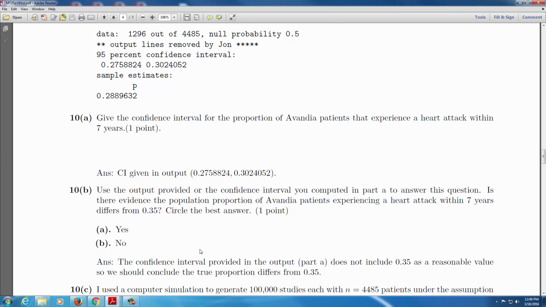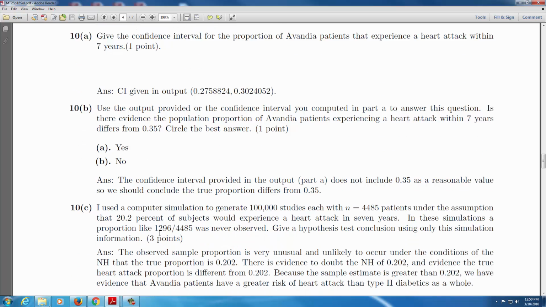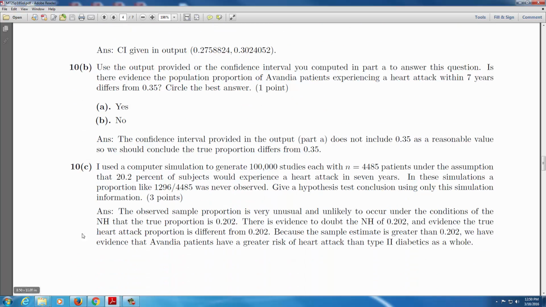In 10B, I want you to use that confidence interval and talk about whether the true proportion seems to differ from 0.35. And if you look at that range, you'll see it's entirely below 0.35, so the right thing to do here is to say that it does differ from 0.35 and that A should be the correct answer. 1 point for the right multiple choice.